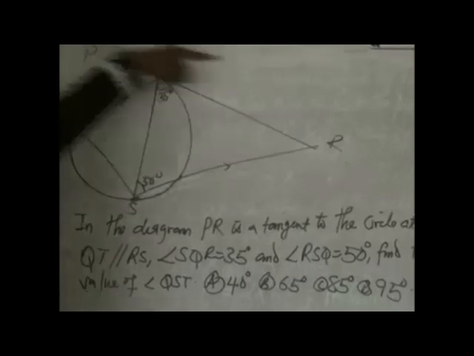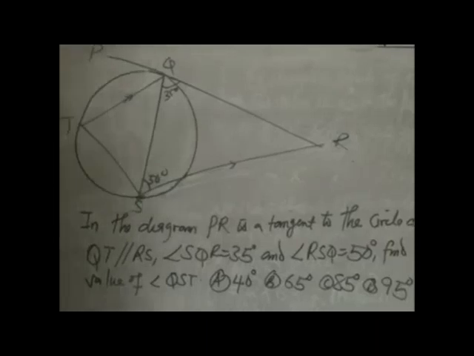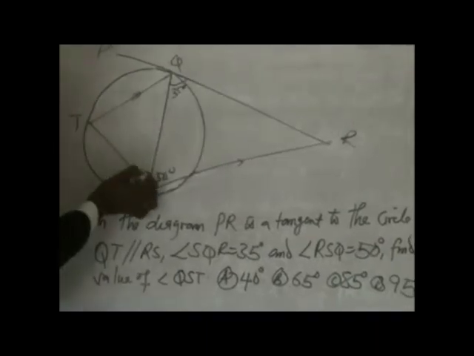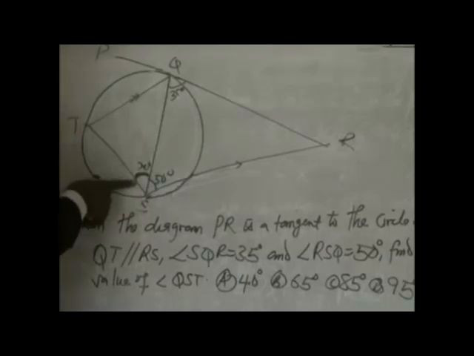Angle RSQ has been given as 35. RSQ is 50, while SQR is 35. Now, find the value of QST. So we are looking for QST, this angle x.